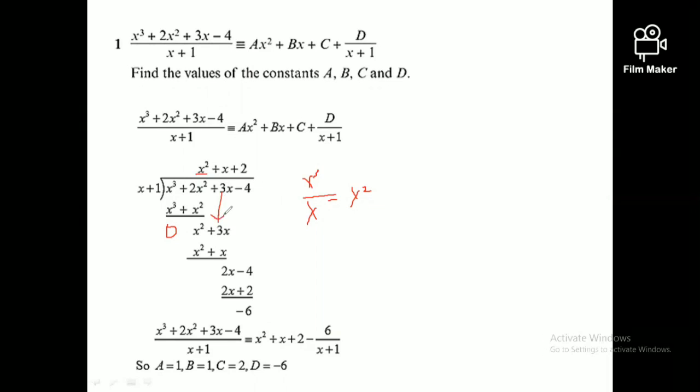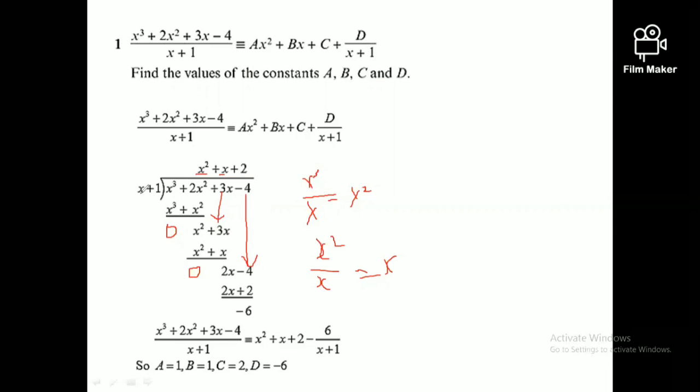Now the first term is x squared. See how many x terms there are for x squared. x squared divided by x is just x. Then multiply the entire x plus 1 by x. x into x is x squared. x into 1 is x. Then subtract, this is 0. And 3x minus x is 2x. Then bring this term down, so this is 2x minus 4.